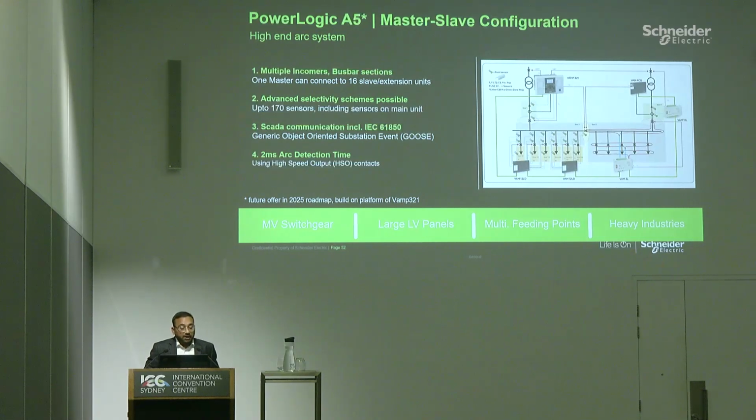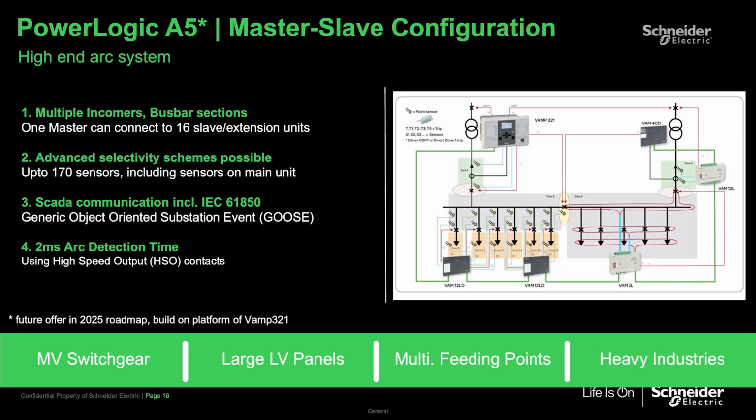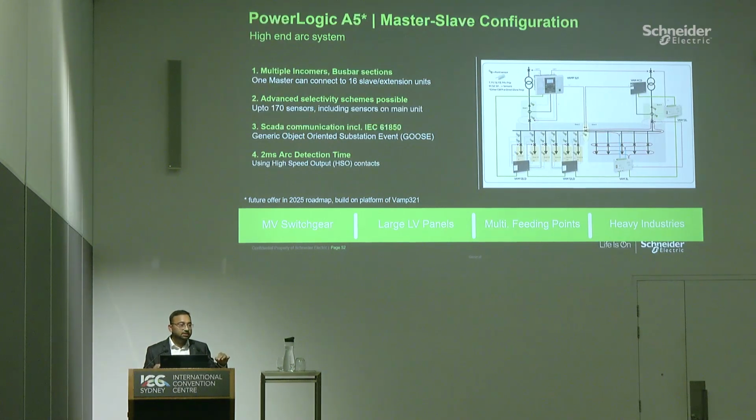PowerLogic A5, which is the WAM321 master-slave configuration. In a nutshell, one master can talk to 16 slaves, and every slave can have 10 sensors. So again, after lunch, multiplication is not difficult: 16 multiplied by 10, 160 sensors. Ideally, that is what one master can cater to. So this is the uniqueness, or I would say the heaviness or the intensity of the CPU of the master device, which is PowerLogic A5.